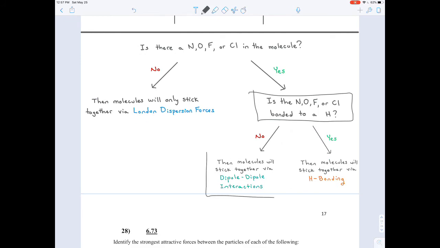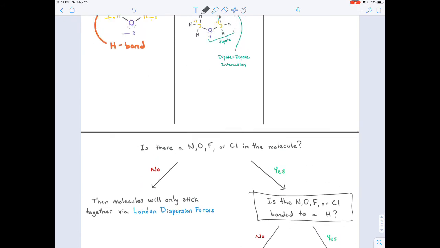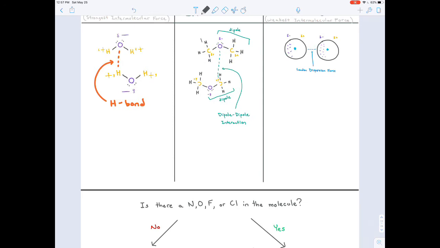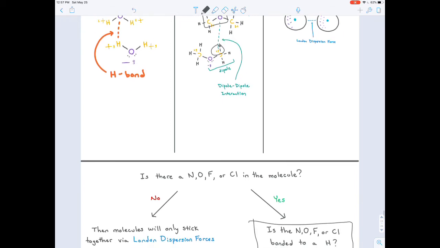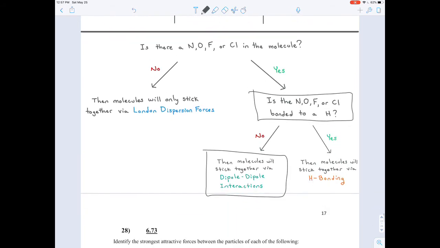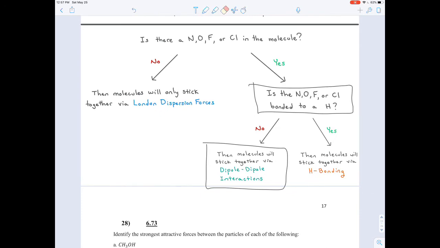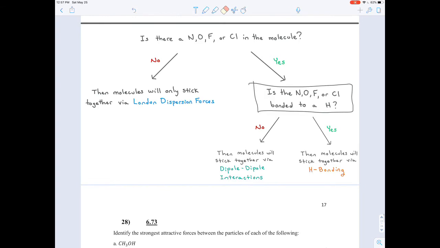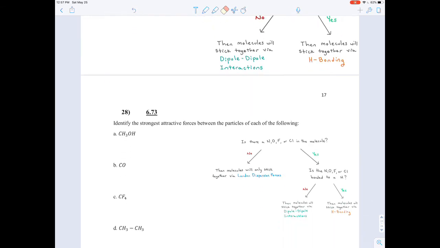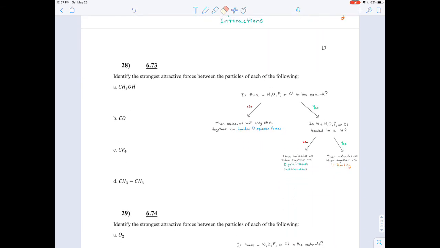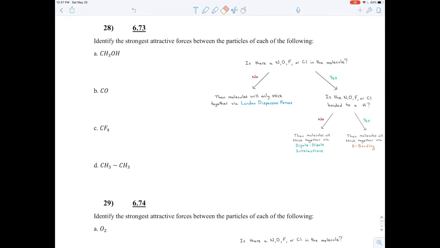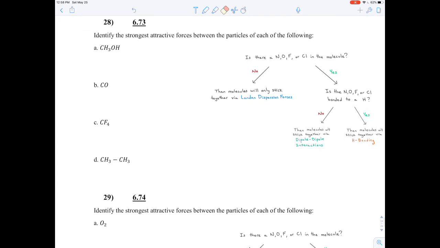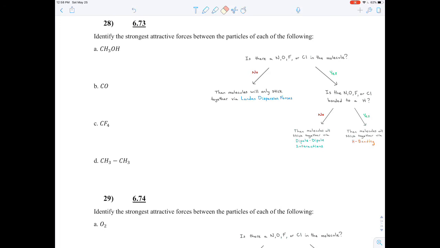If there's not, if the nitrogen, oxygen, or fluorine is bonded to another element, let's say carbon, then the charges won't be as big, and they will only stick together as dipole-dipole interactions. So this is the flowchart that you can use to decide which intermolecular force is going to stick these molecules together. So armed with this framework, let's analyze a few of these problems, this conceptual framework.